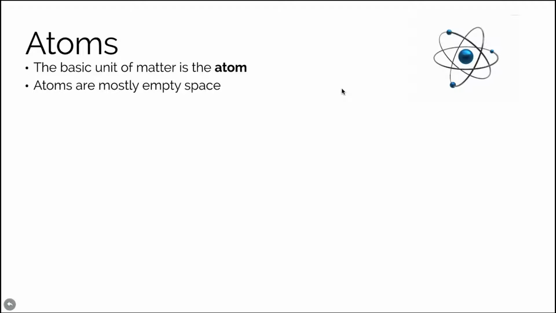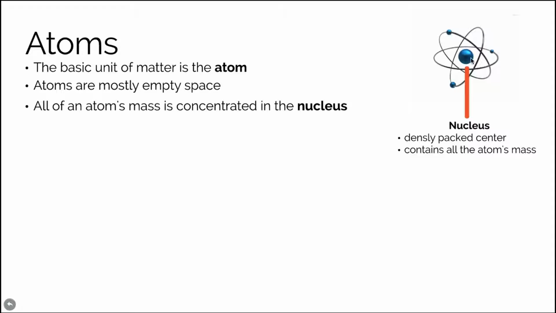So you should know that atoms are made mostly of empty space, but all of their mass and all of the interesting stuff that's going on with them is found in the nucleus. So the nucleus is the center of the atom, and it's very densely packed together. This is where all the mass is concentrated, and then on these rings that you're seeing, that's really just the empty space. They're just there to show you what space the atom would take up.